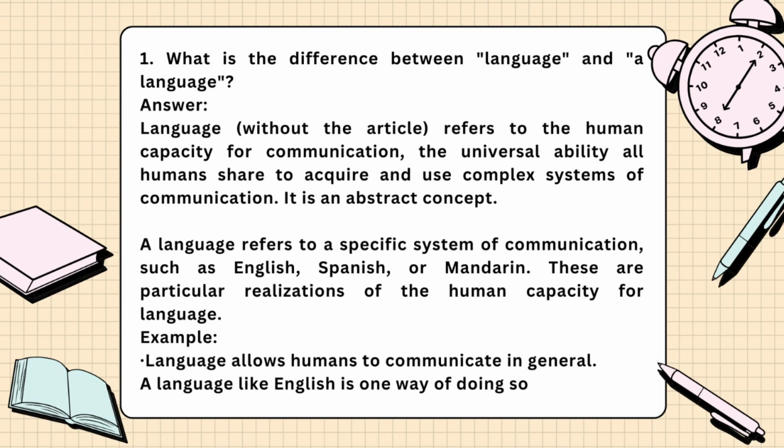1. What is the difference between language and a language? Language refers to the general human capacity to communicate through structured systems of sounds, words, and grammar. It is universal and innate to humans. A language refers to a specific system of communication used by a community such as English, Spanish, or Mandarin. Example, all humans have language, but English is a language.